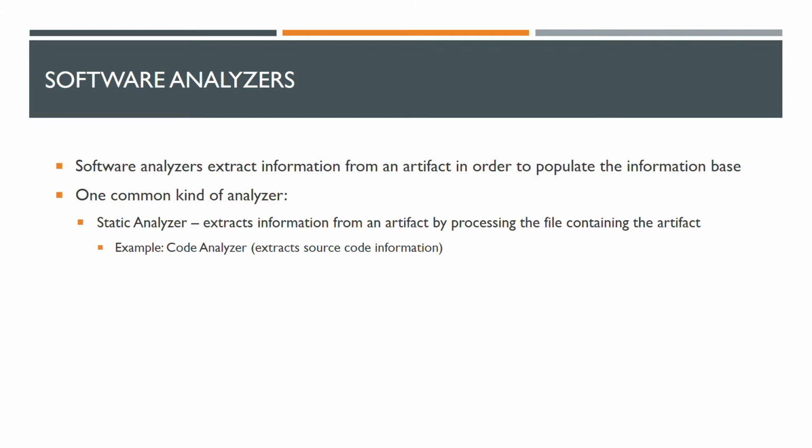Software analyzers extract information from an artifact in order to populate the information base. And one of the common kinds of analyzers that they mention in the paper is the static analyzer. The static analyzer extracts information from an artifact by processing the file that actually contains the artifact itself. An example of this is the code analyzer, which extracts source code information.